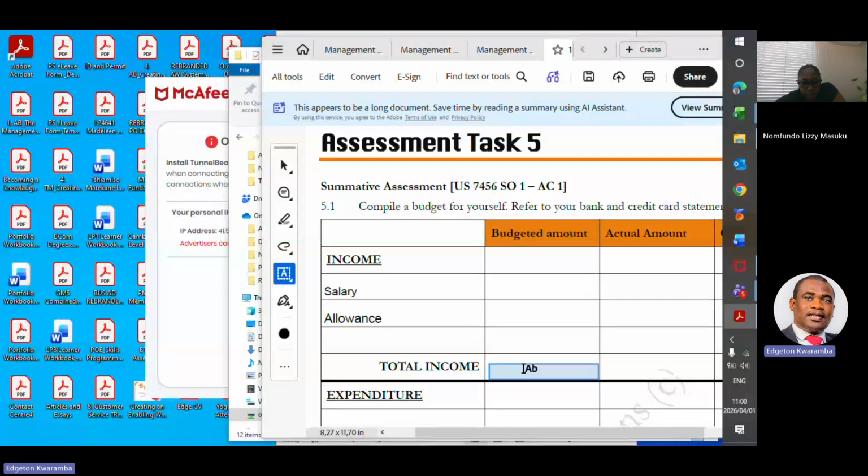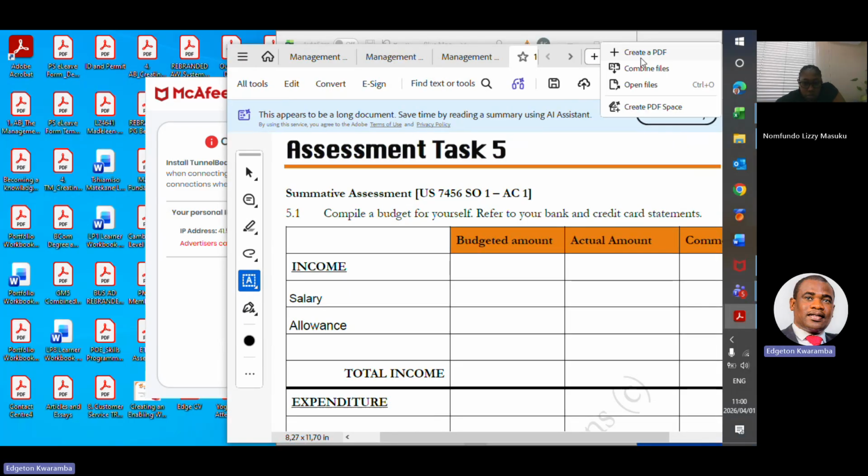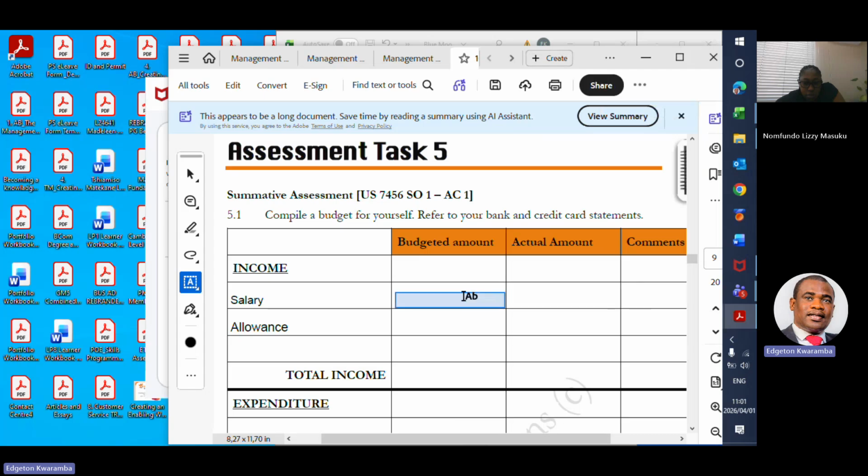But maybe before you go down, you can even come here to say, okay, I was expecting so much. Is it what I got? Allowance, I was expecting 2,000. I got 1.5. On this side where it says comment, you'll just tell me the difference between your budget and your actual. You can tell me if it's a negative or a positive balance. Okay, that's all. And then you put total here. You put total for the actuals as well.